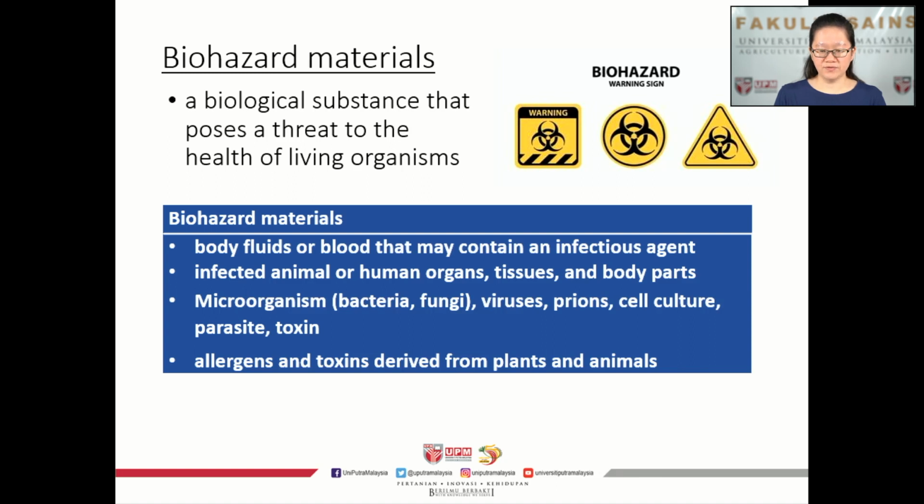Examples of biohazard materials include body fluids and blood that contain infectious agents, infected animals, human organs, tissues, or body parts, microorganisms such as bacteria and fungi, viruses, prions, cell cultures used in the lab, parasites and toxins, and also including allergens and toxins produced or derived from plants or animals.